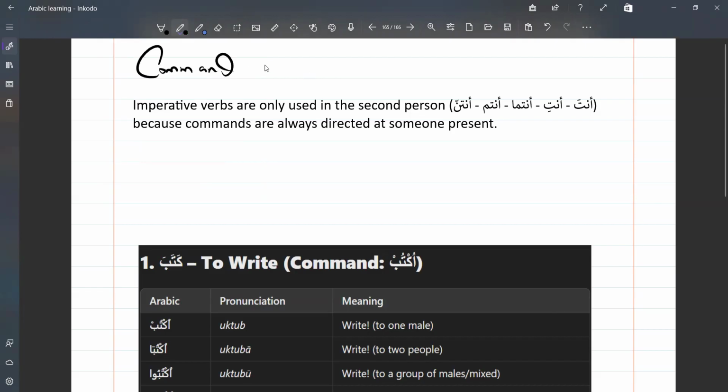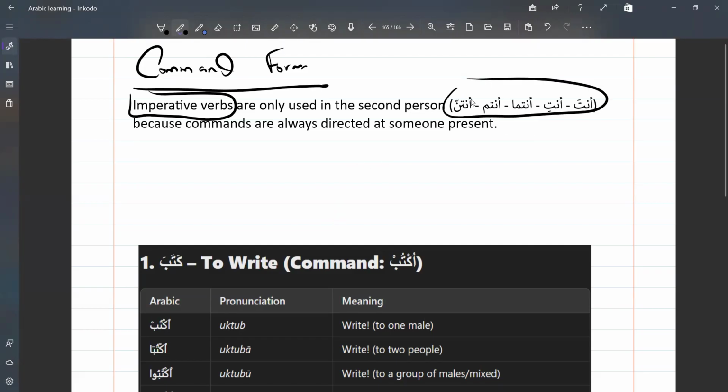We have done present tense and we are done with the past tense. Now let's get a sense of the command form. The verbs in command form are called imperative verbs, right? And obviously, when you command somebody, that is the case of the second person.